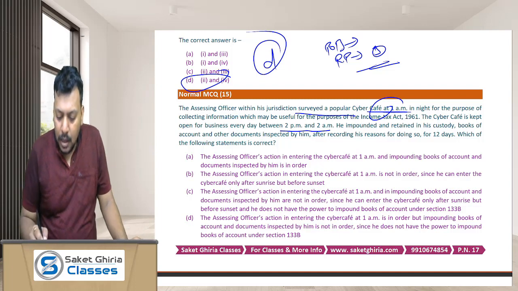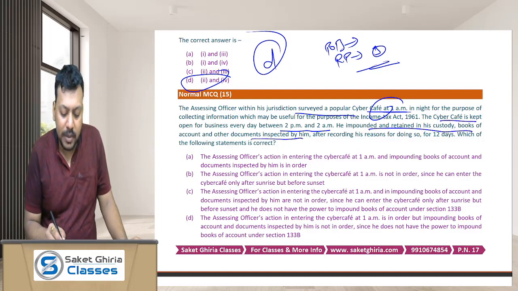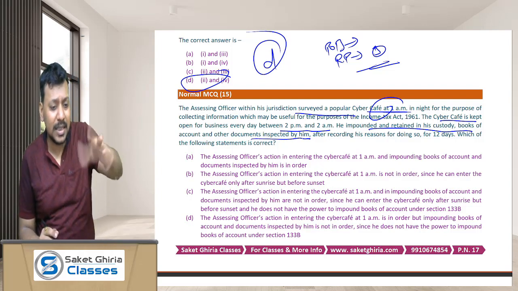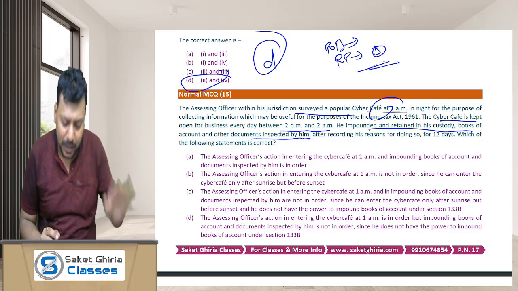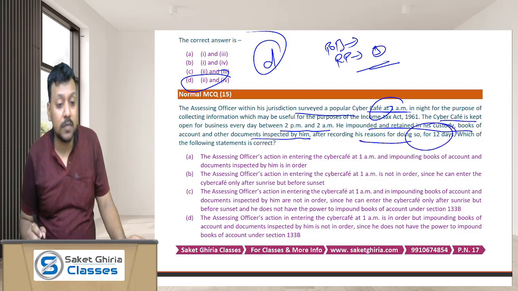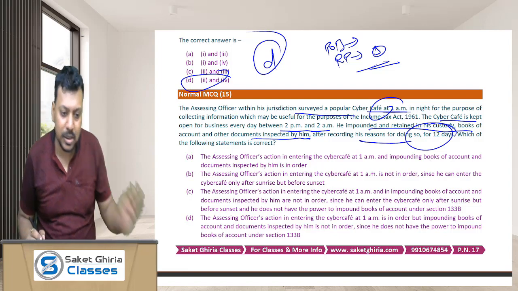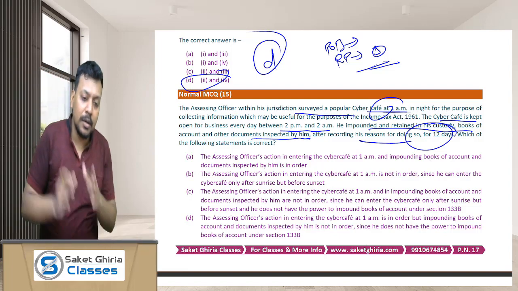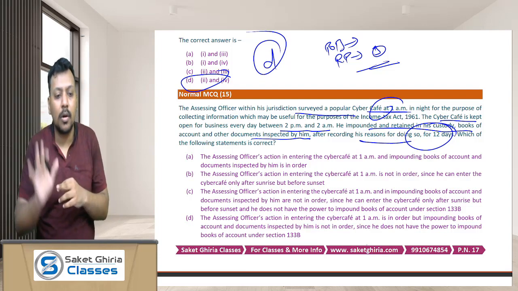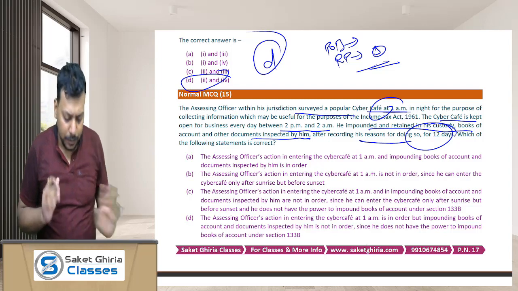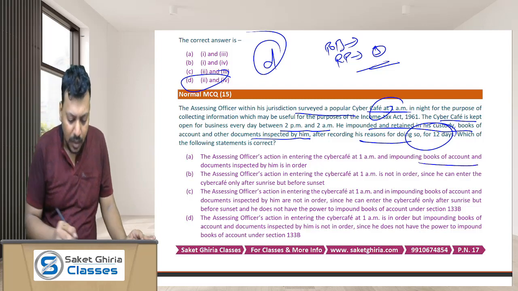Thus, he impounded and retained in his custody the books of accounts and documents inspected by him. There are two conditions. First, you have to record the reasons, and the maximum period of impounding can be 15 days. The reasons are recorded, and the impounding is for 12 days, which means both conditions are complied with. So entering the cyber cafe at 1 AM is in order, and retaining and impounding the books of accounts for 12 days is also in order. So the correct option is A.